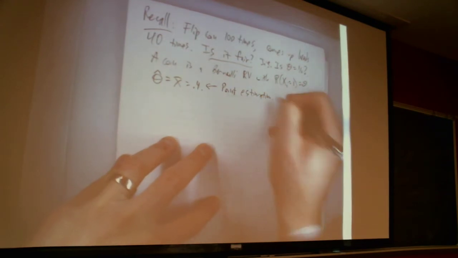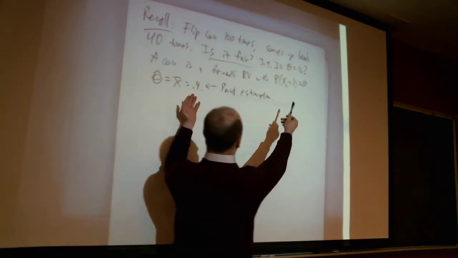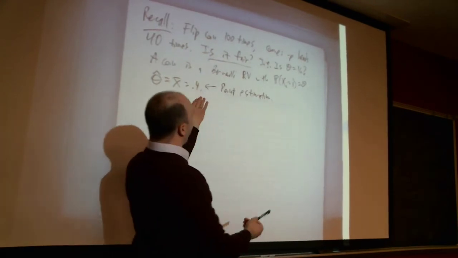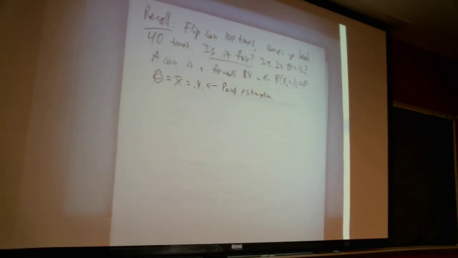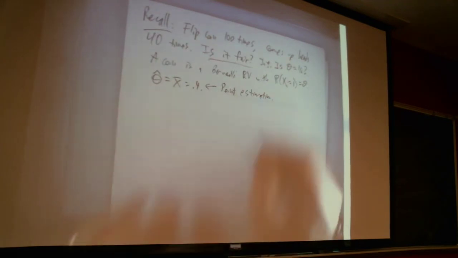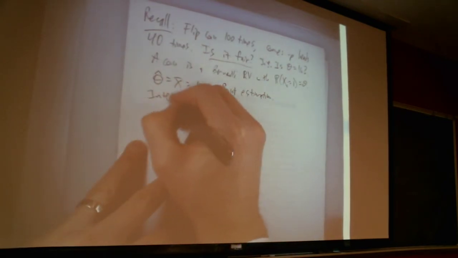So this is point estimation. And with a point estimation, you can't tell: am I close enough to a half? Does 0.4 look like 0.5 or not? Let's get an interval estimate. So what is an interval estimate?